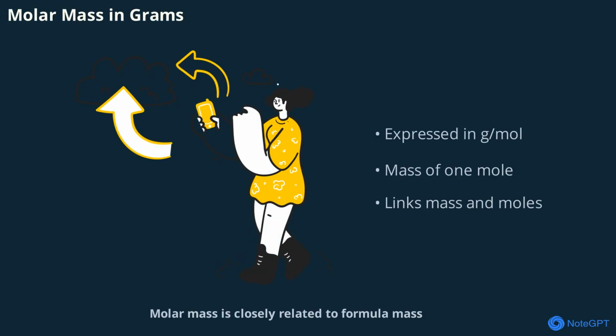Molar mass is closely related to formula mass, but it's expressed in grams per mole, g/mol. It tells you the mass of 1 mole of a substance. For example, water has a formula mass of 18.02 AMU, so its molar mass is 18.02 grams per mole. This relationship allows chemists to convert between the mass of a substance and the number of moles, which is essential for laboratory work and chemical reactions.